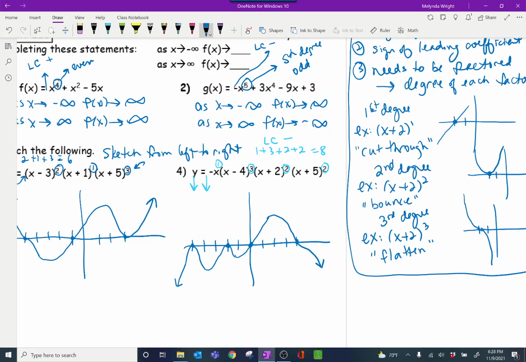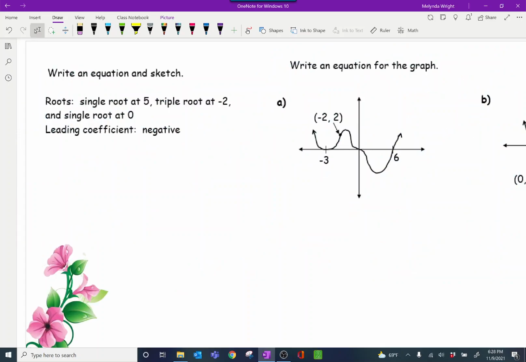Now they're giving us words and they want us to figure this out. So write an equation in sketch. We have a single root at 5, that would look like x minus 5 to the first. It's a single root. We have a triple root at negative 2. That would be x plus 2, and that would be tripled. We have a single root at 0. That means just a plain old x, to the first. Our leading coefficient is negative, so I need to stick a negative there.